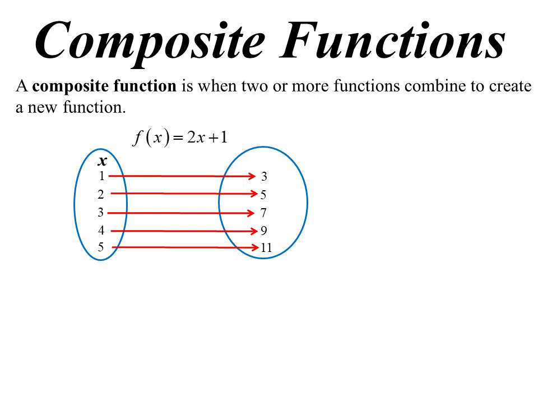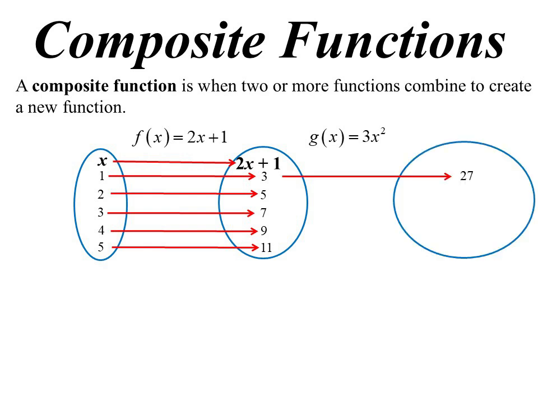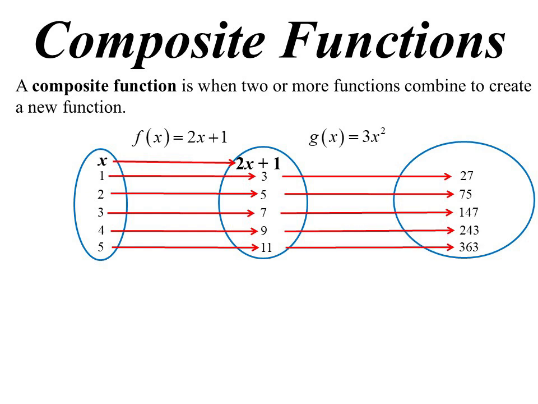But if I now get that output and input it into another function, so x has gone to 2x plus 1 at this stage. Those answers I'm going to put into 3x squared. So now the 3 goes to 27, 5 goes to 75, 7 goes to 147, 9 goes to 243, 11 goes to 363. The same thing could have been achieved by just subbing x straight into 12x squared plus 12x plus 3. It's the composite of those two functions.